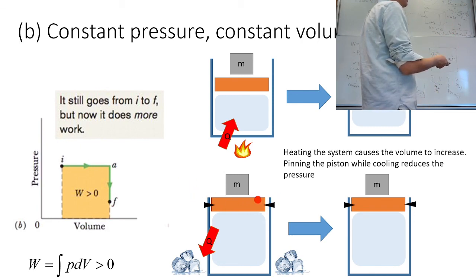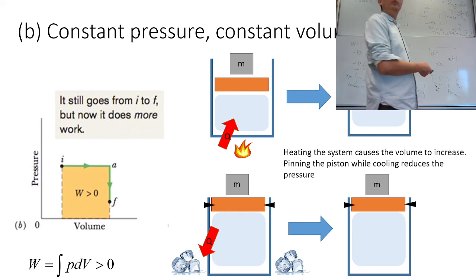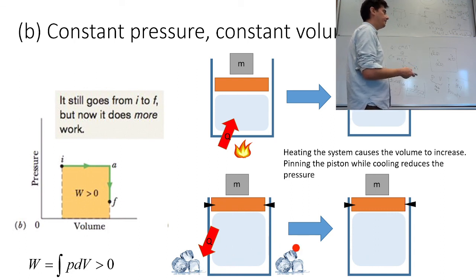Okay, then the volume will not change, right? That's constant volume. But we need the pressure to drop. How do we make the pressure drop? Well, we can cool down the system. That will drop the pressure. So put some ice cubes on the outside.